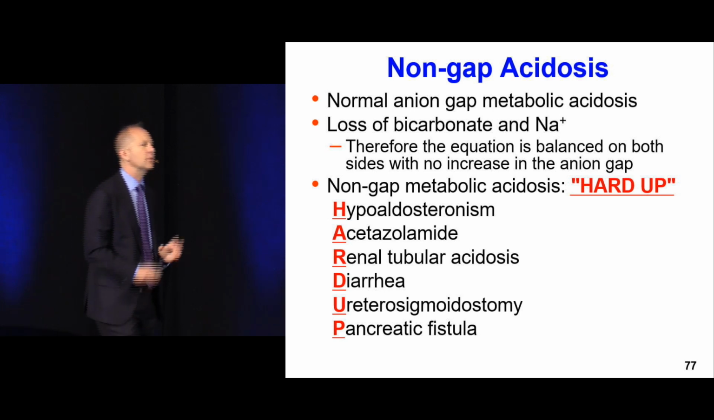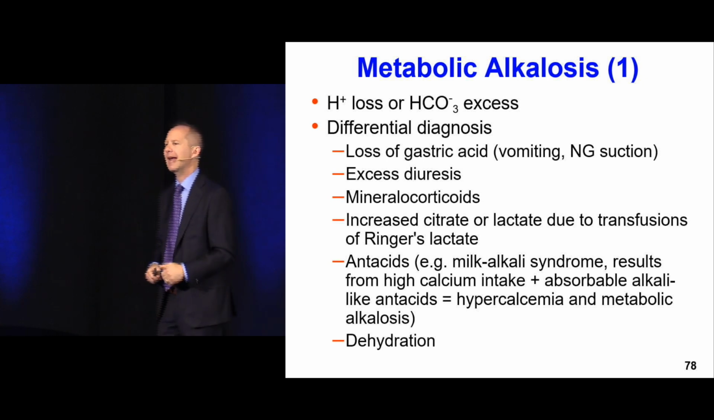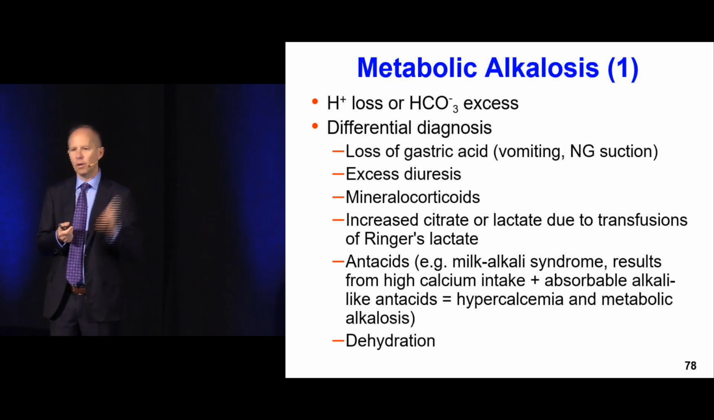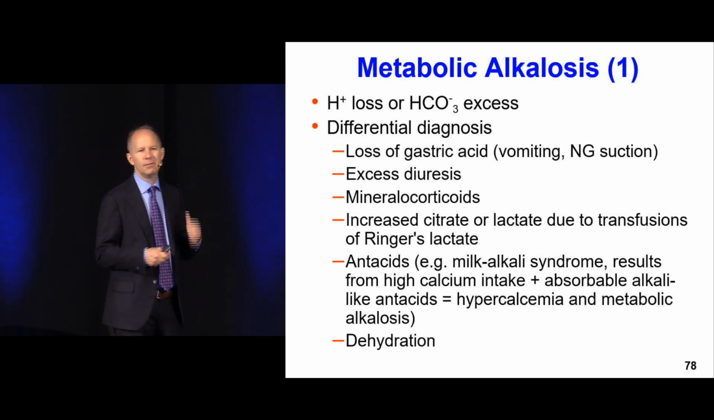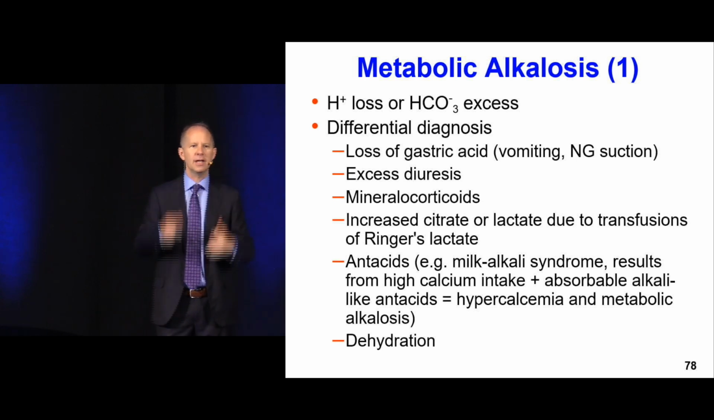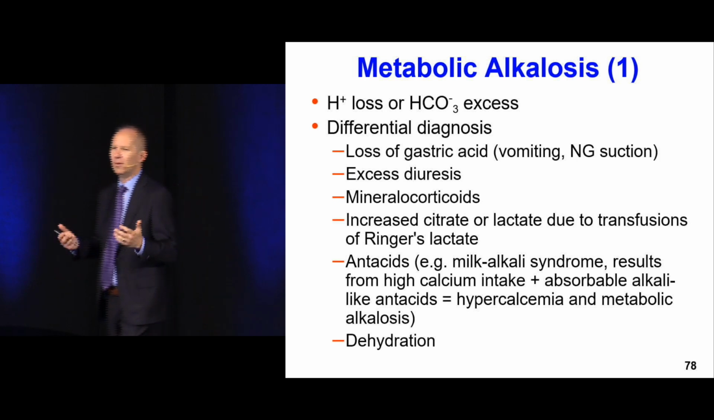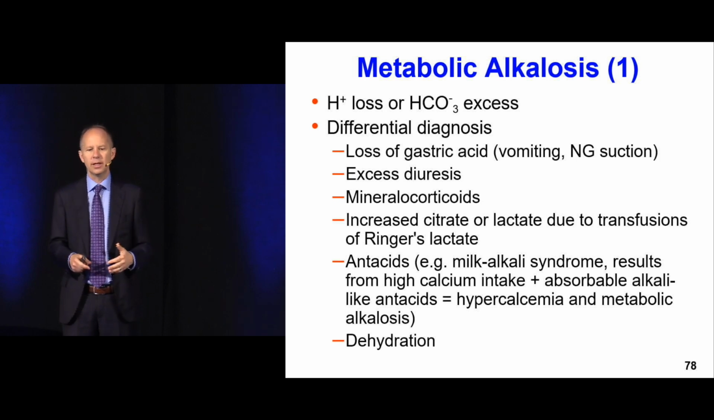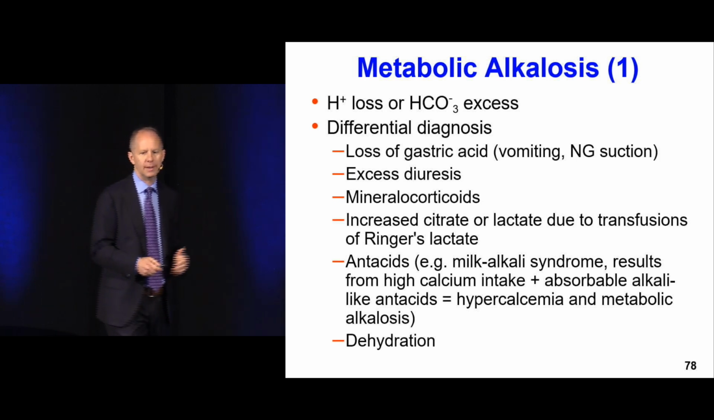Okay, so those were your metabolic acidoses. How do you get a metabolic alkalosis? Well, you either are holding on to too much bicarb or you got rid of hydrogen ion somewhere. Where do you lose hydrogen ion? Gastric acid, vomiting, NG suction, diuresis, where you're just peeing it out. And how do you hold on to bicarb? Well, anything that gives you alkalosis can do it. Citrate, lactate from transfusions, it gets converted to bicarb. Antacids, you know, lots of things can do it. Dehydration.